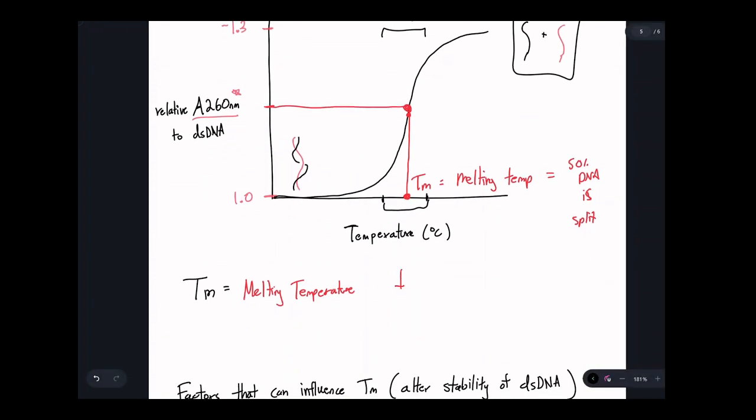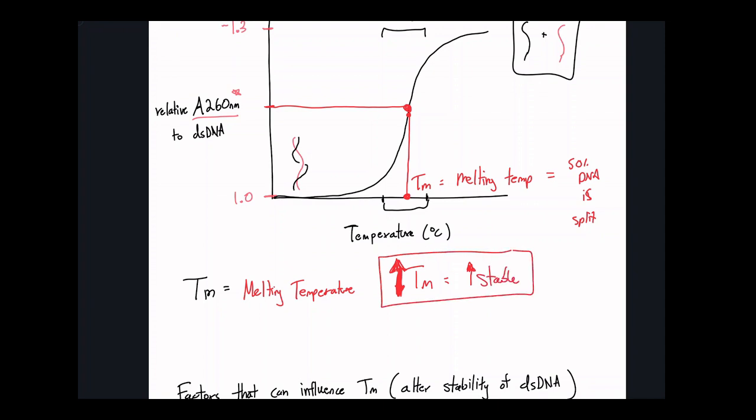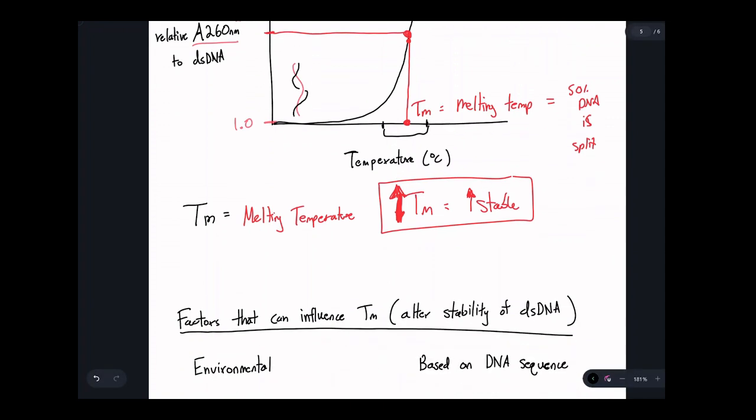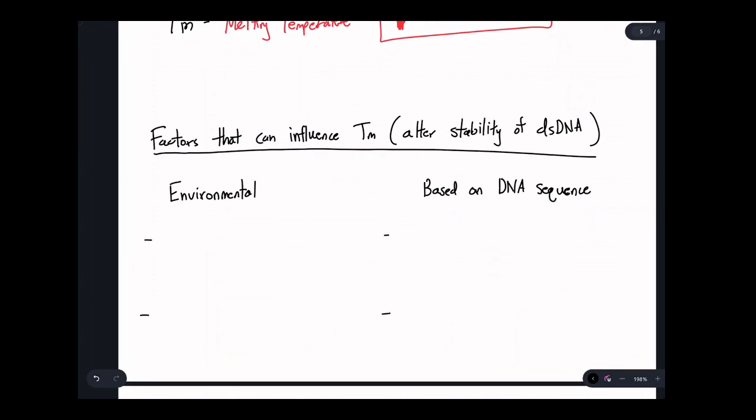So keeping in mind that a low Tm, or rather a high Tm, I should say, means that you are a very stable piece of DNA, right? Because even at high temperatures, you are able to stay together, where a low Tm means that you're very quick to break into pieces. So factors that can influence the melting temperature, there are a couple, right?